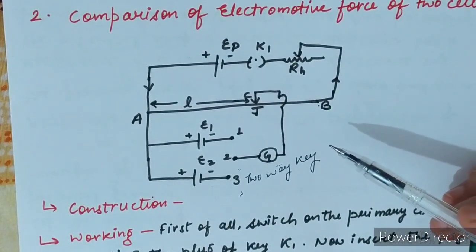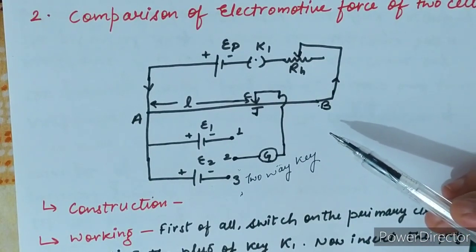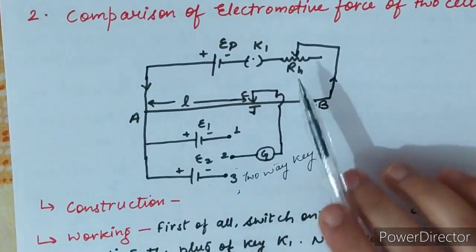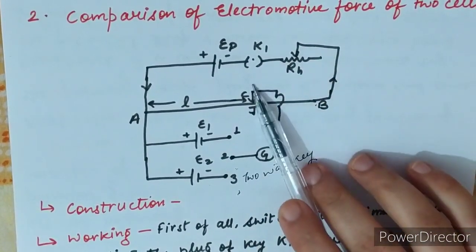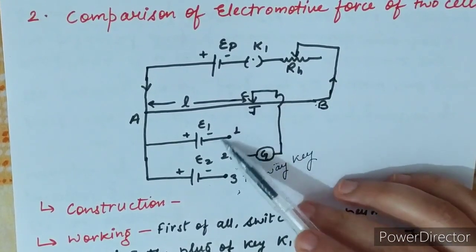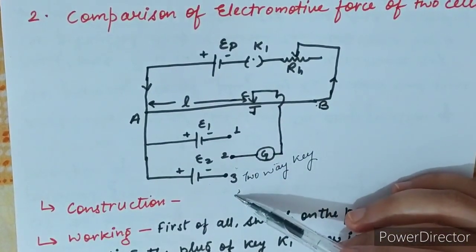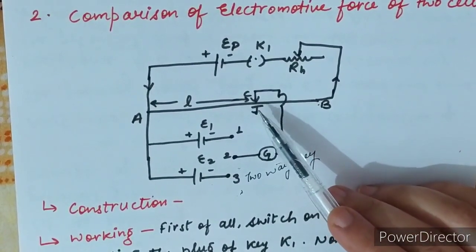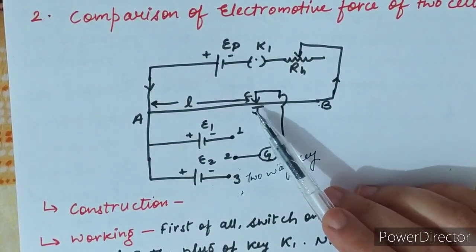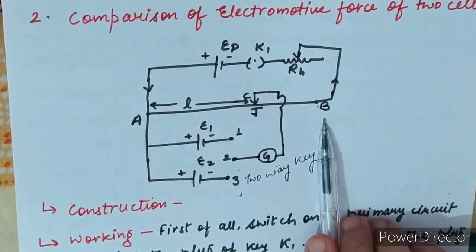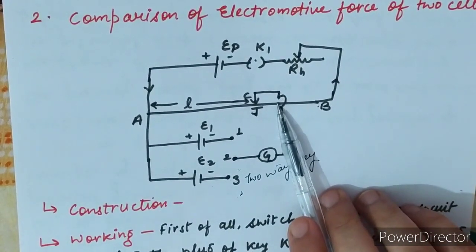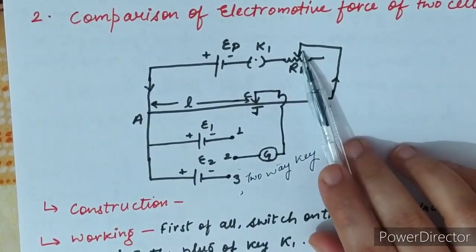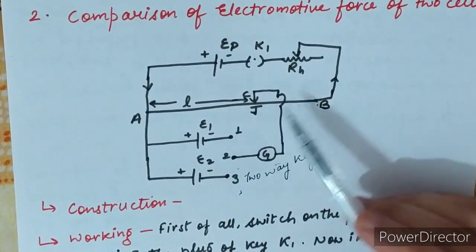Now moving towards the working of this comparison of EMF of two cells. First of all, we switch on the primary circuit as usual. Why do we always switch on only the primary circuit and keep the secondary circuit switched off? Because we simply have to acquire the balancing length, and through that we can easily get the value of the potential gradient. The potential gradient will become uniform through the primary circuit. So first we switch on the primary circuit by inserting the plug of key K1.